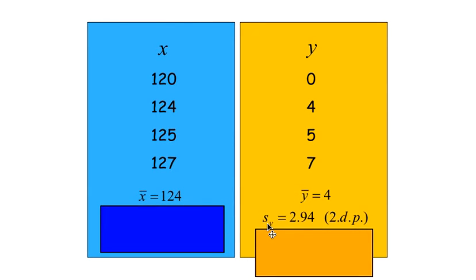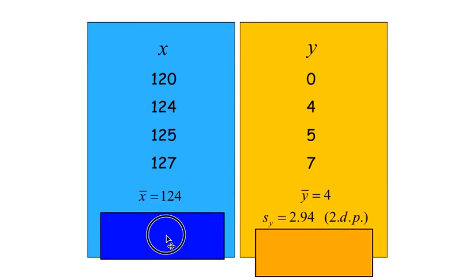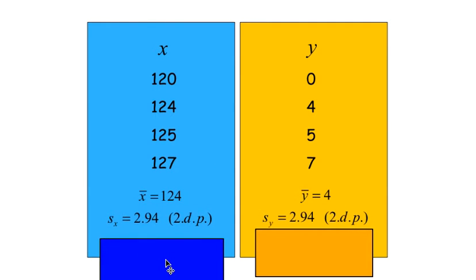Whereas the standard deviation measures the spread of the data, how spread out is the data. And you can see that actually this data here and this data here, the spread is exactly the same. The deviation from the mean is exactly the same for both sets. And so the standard deviation is not going to change at all.